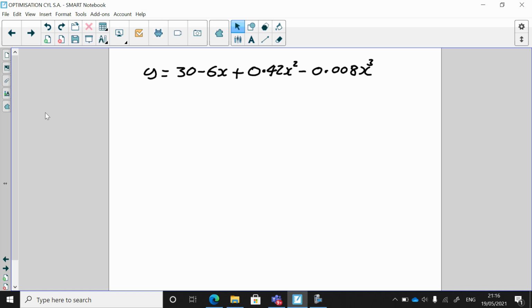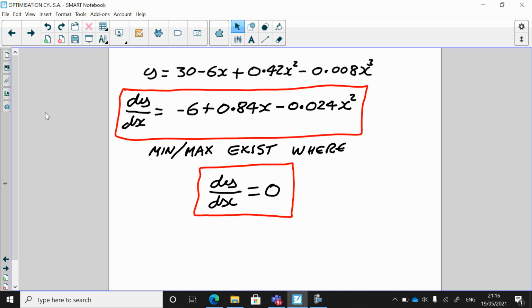Take the function and differentiate it. By now, you should be able to produce that. There's our derivative. I'll not read it out. These minimum and maximum values exist when the derivative is equal to 0. That's our condition. We've got a derivative, we've got a condition, let's force a condition. I.e. take the derivative and make it equal to 0.